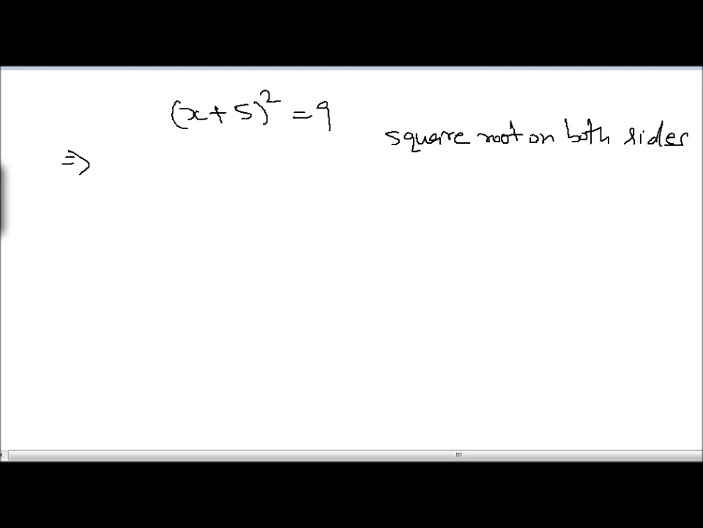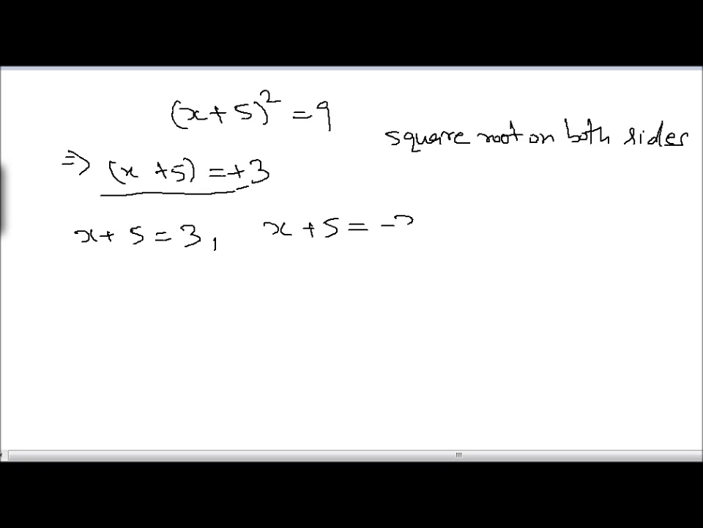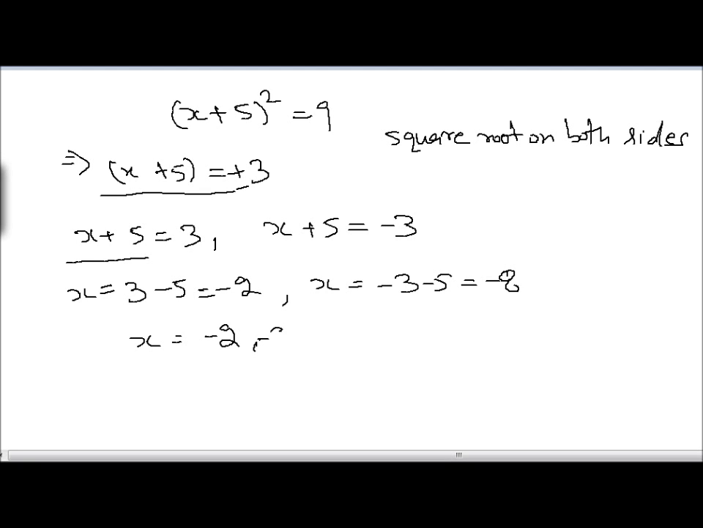We get here x plus 5 is equal to plus minus 3 because the square root of 9 is plus minus 3, and when we take the square root on this left hand side, this square gets eliminated. So this can be written equivalent to x plus 5 is equal to 3 and x plus 5 is equal to minus 3. So when we solve it, we get here x is equal to 3 minus 5 is equal to minus 2, and x is equal to minus 3 minus 5 is equal to minus 8. So therefore x is equal to minus 2 and x is equal to minus 8 here.